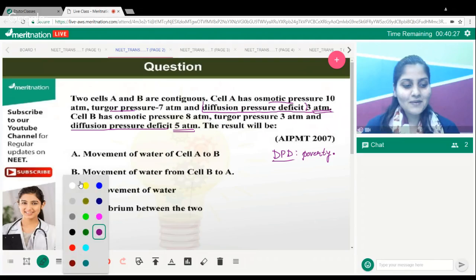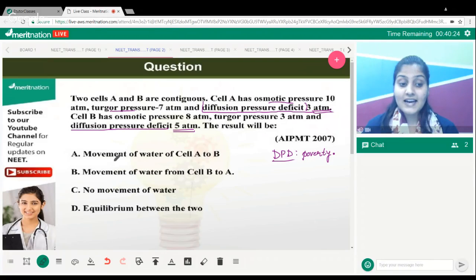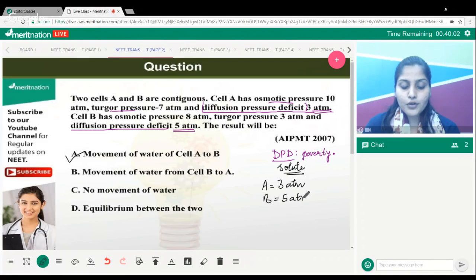I can see many people getting confused in this question. Guys, understand, the correct answer is option A. How does that happen? DPD is determined by the amount of solute dissolved in a cell. In cell A it is 3 atm, and in cell B it is 5 atm. Cell A has less solute, and that is the reason water is more in there.